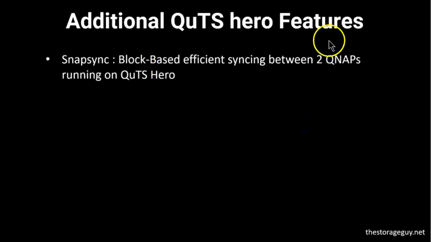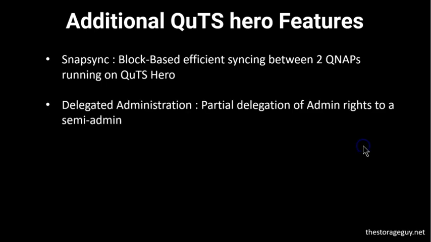Apart from that, there are some additional features that I've decided to put on this last slide. You have SnapSync on Hero, which is not there on QTS. SnapSync is basically the copying of snapshots between two QNAPs that is very fast. QNAP says that this is almost real time. So you can have two QNAPs which you can sync in near real time on the block level.